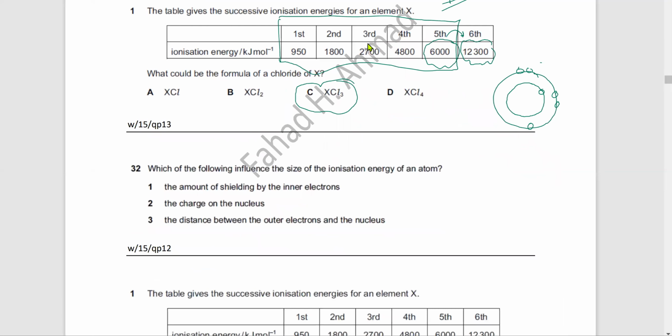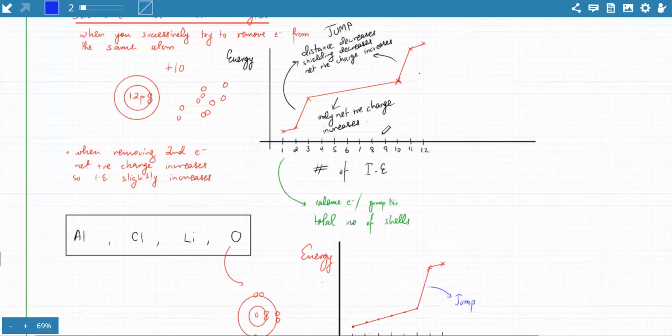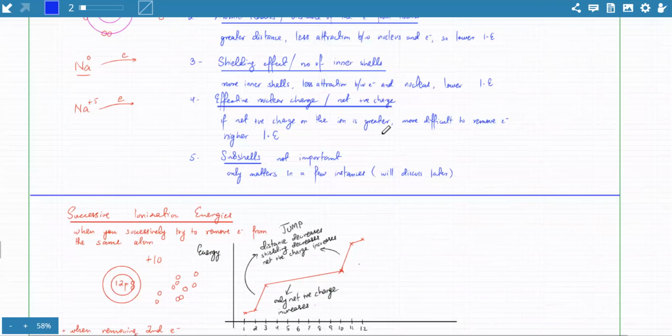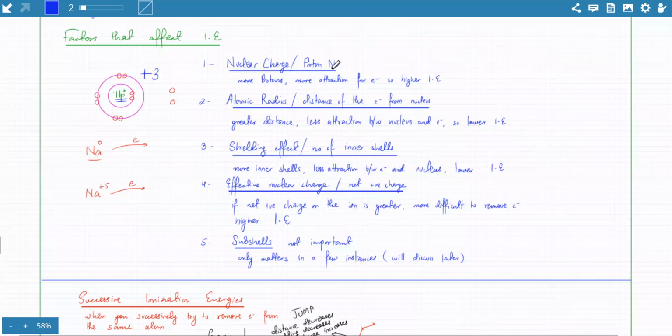Now, next one. Which of the following influence the size of the ionization energy of an atom? So there are 5 factors actually, which we studied. I mean, what are the 5 factors? Proton number, the atomic radius or the distance of the electron from the nucleus, the shielding effect, and the total effective nuclear charge or the net positive charge. And the subshell, which wasn't really an important factor. They just showed up in 1 or 2 cases.